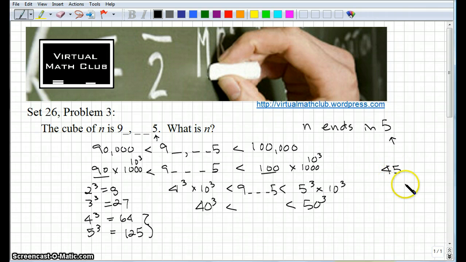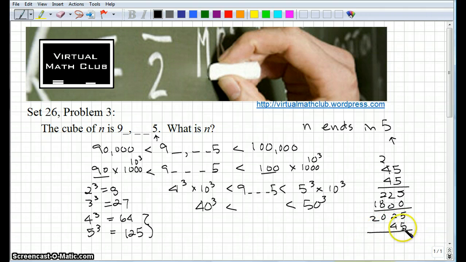I'm just going to work this out by hand because, I told you, there are no calculators allowed. So 45 times 45 is, let's see, 25, 20, 22, 20, 16, 18. Okay, so 45 squared is 2025. But that's just squared, so let's take it times 45 again.